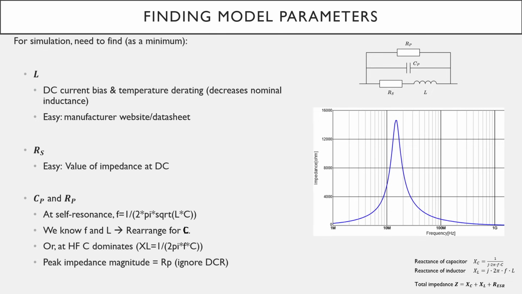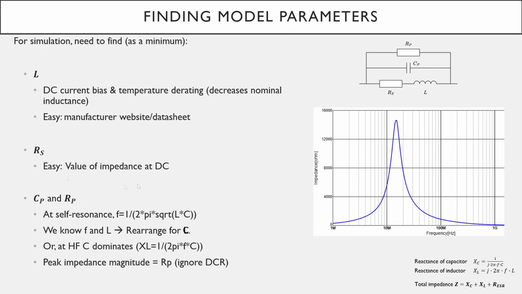We'd like to find these model parameters because we want to run some simulations to figure out if an inductor is suitable for our specific circuit and application. We need to find the inductance, and that's of course fairly straightforward. That is given typically on the manufacturer website or in datasheets. Keep in mind, if you'd like to incorporate derating effects, you'll have to include the effects of DC current bias or saturation, as well as temperature derating, because these effects will decrease the nominal inductance L and shift, of course, the self-resonant frequency as well.